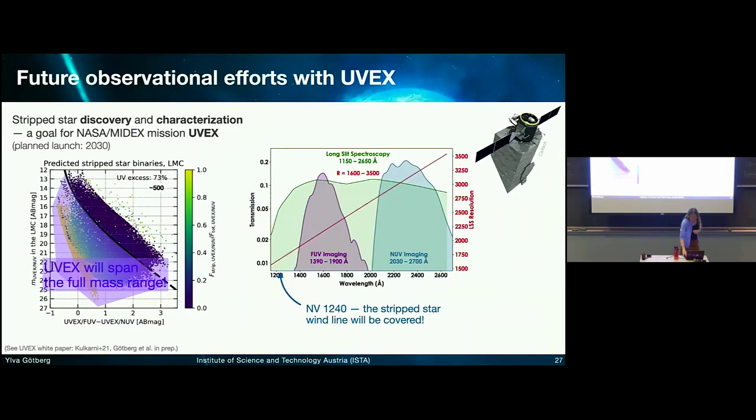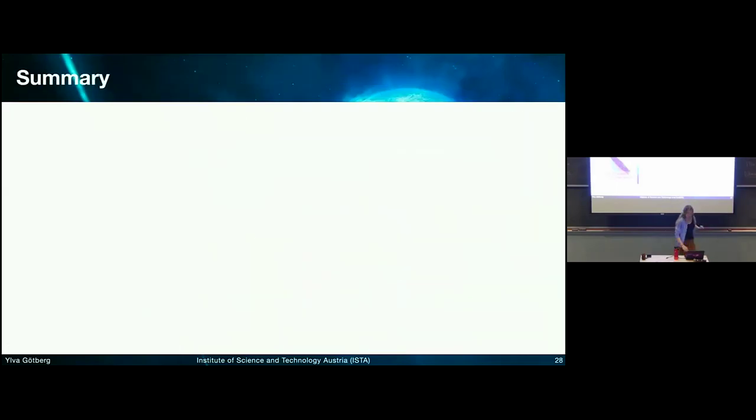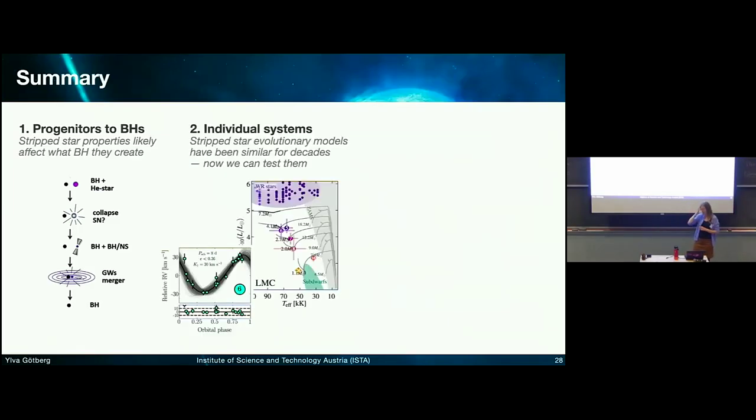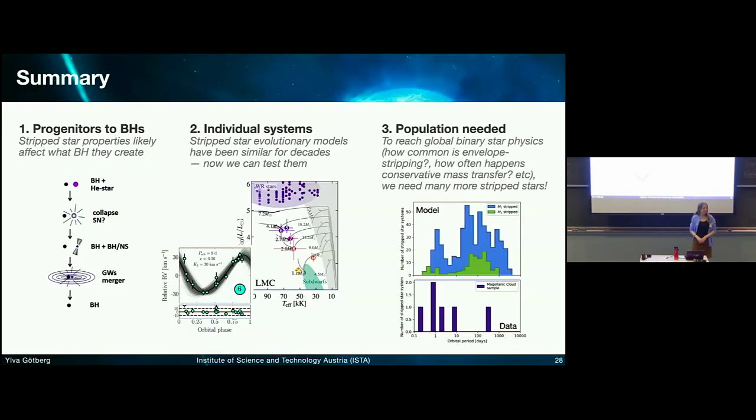Just to point out that UVEX is going to help us in the future and covers this beautiful spectral line that the Bashish will show you. But let's finish with the summary: I think strip stars are pretty clearly progenitors of black holes. We should care about them. With these individual systems, I think we can learn about the physics of the previous interaction and help narrow down a little bit our enormous uncertainties. And I think a population is needed. With the population we can learn much more.